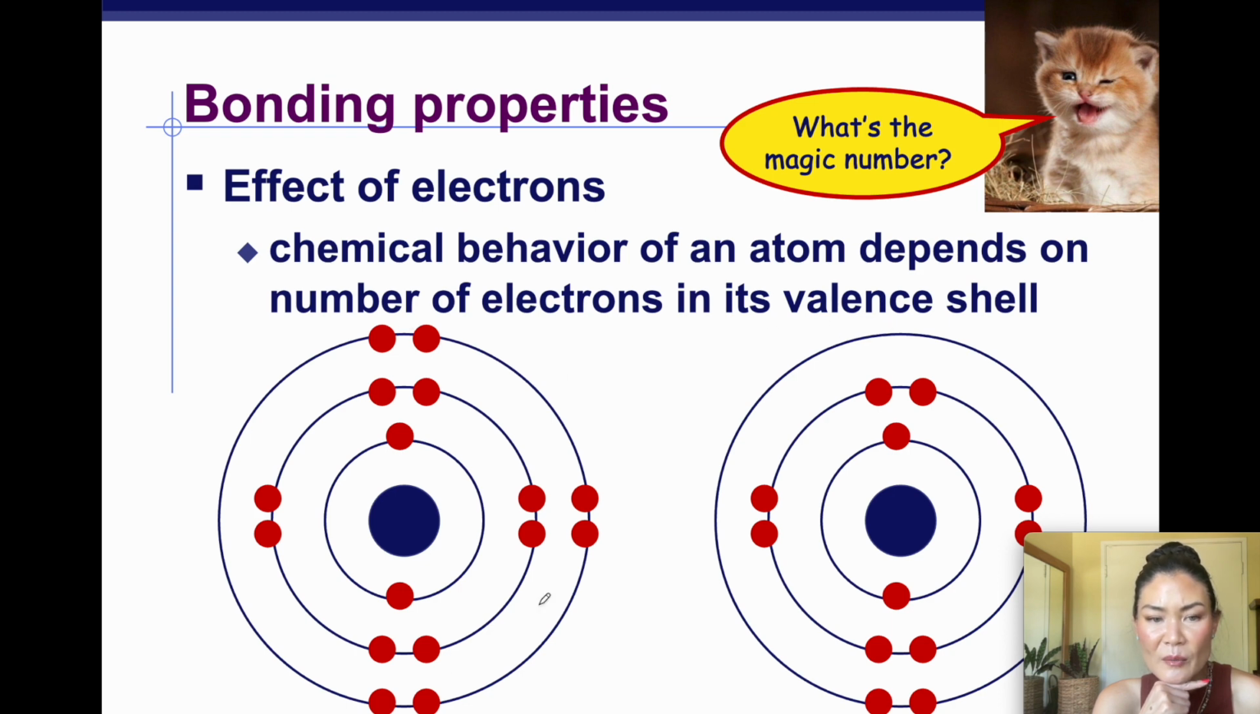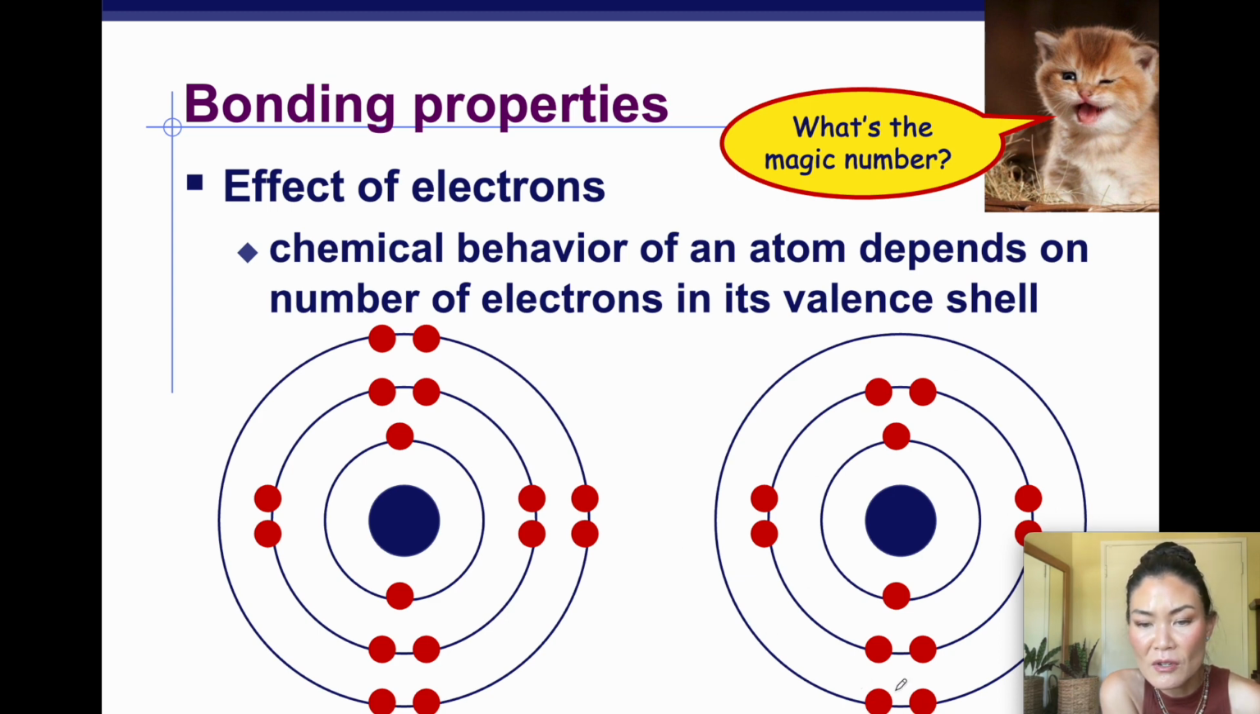So this atom right here has 6 electrons on the outer shell: 1, 2, 3, 4, 5, 6. It's not stable because the magic number is 8. It's not stable, so it's going to form bonds with other atoms to become stable.